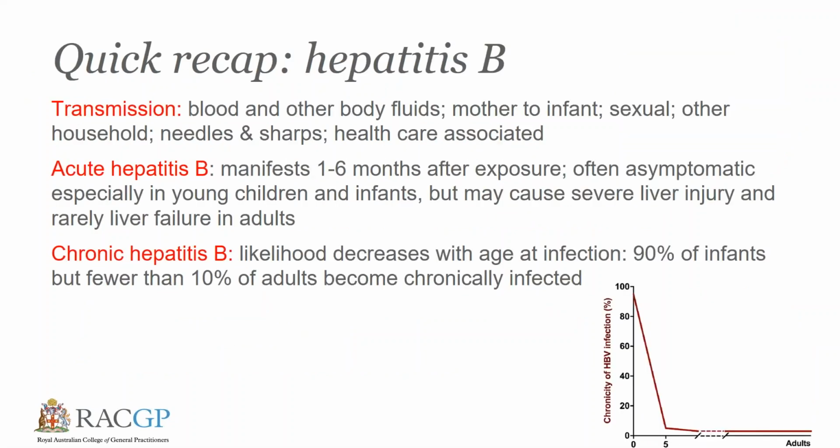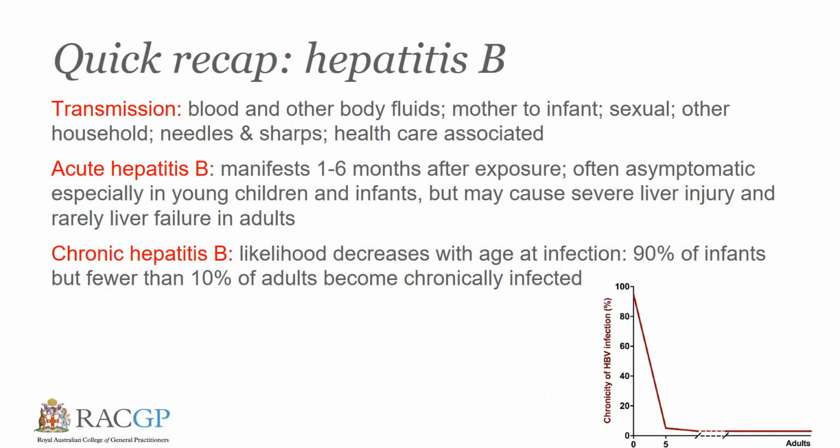So before we get into the meat of it, just a recap about hepatitis B. It's a bloodborne virus transmitted by blood and other body fluids. The most common time of transmission is mother to infant, but it can also be transmitted sexually, to other household members, through needles and sharps, and in healthcare.